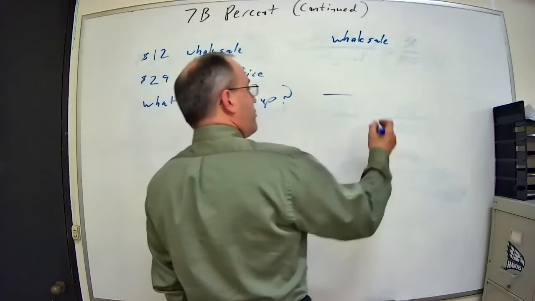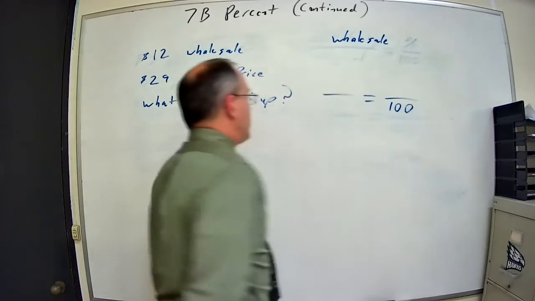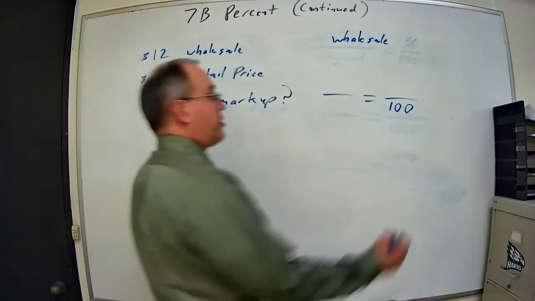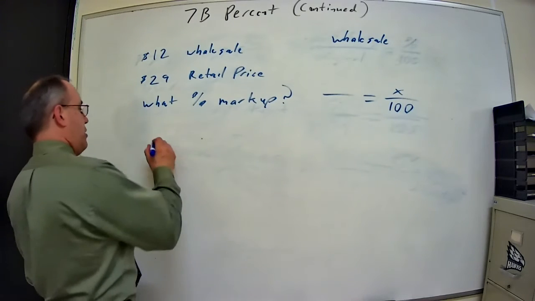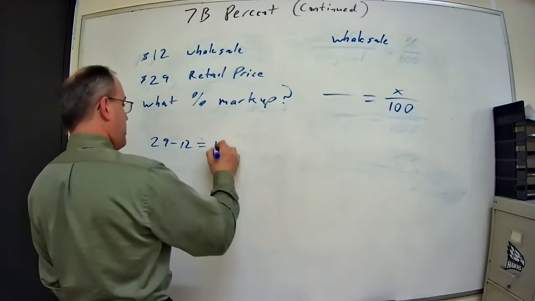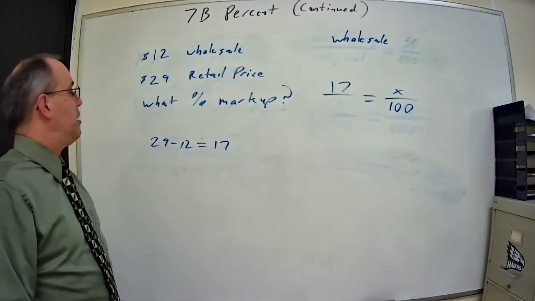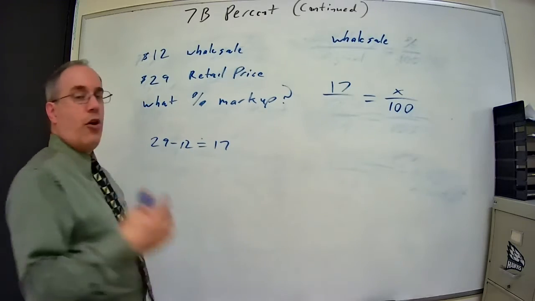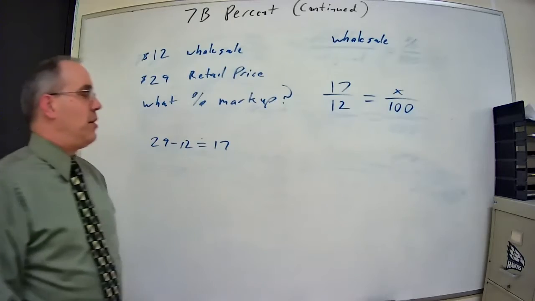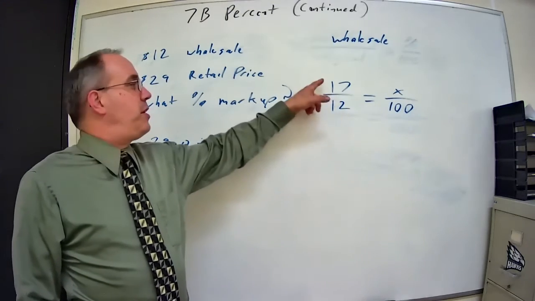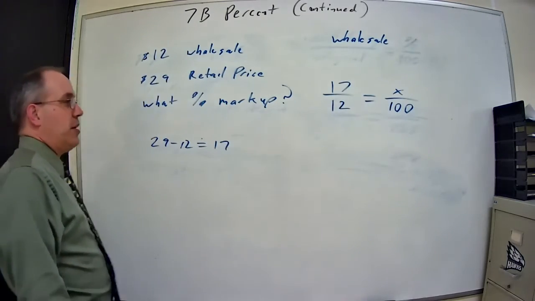Well, we can go back into that amount of change over original is equal to percent over 100. I'm trying to find the percent, so there's the what. The amount of change, 29 minus 12 is 17, so the price went up by $17 over the original price I paid was $12. So original price was 12, I marked it up by $17. I want to find out what percent markup.